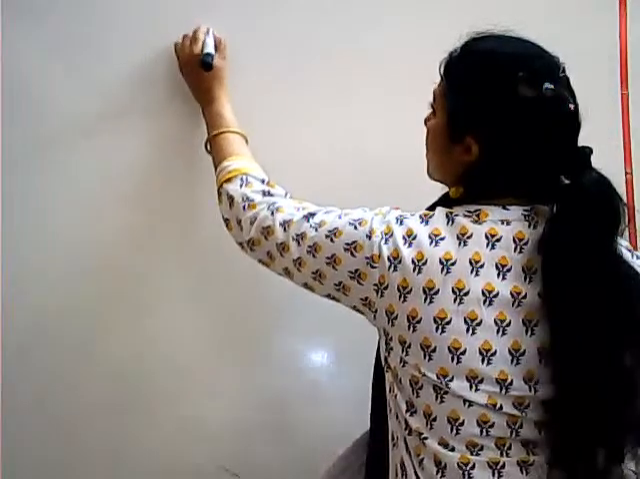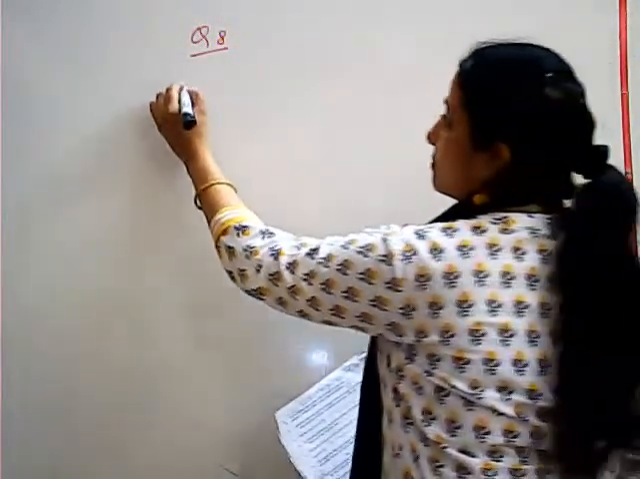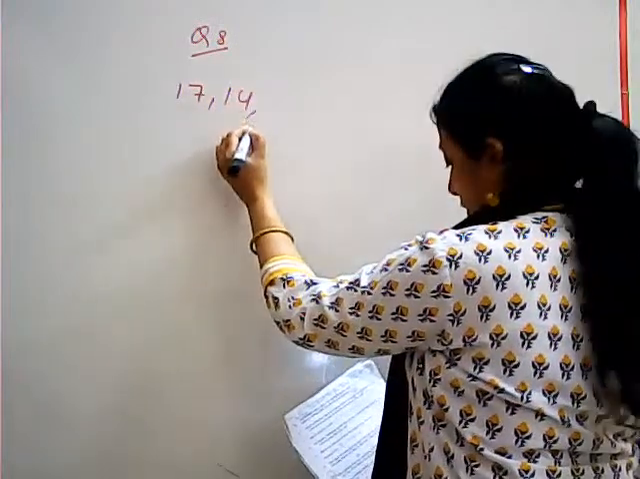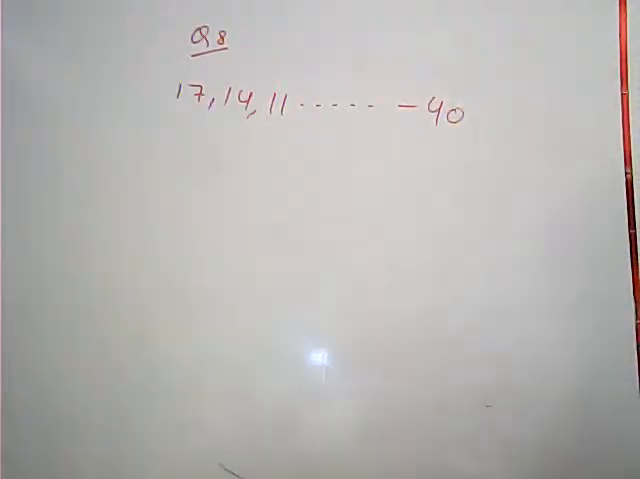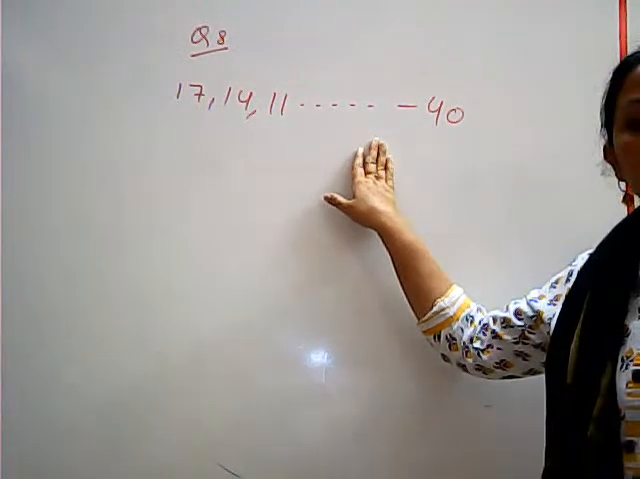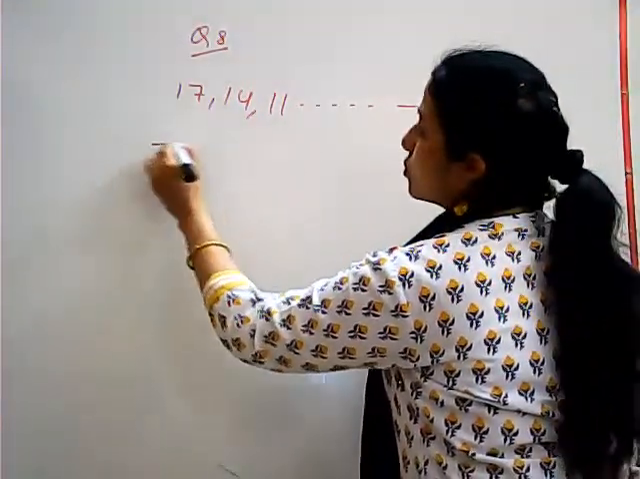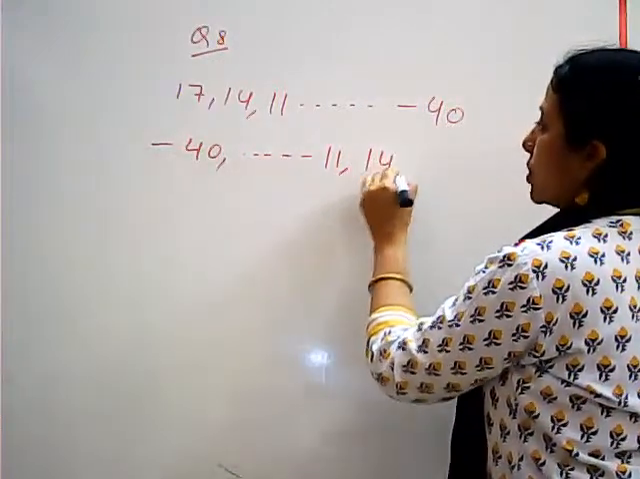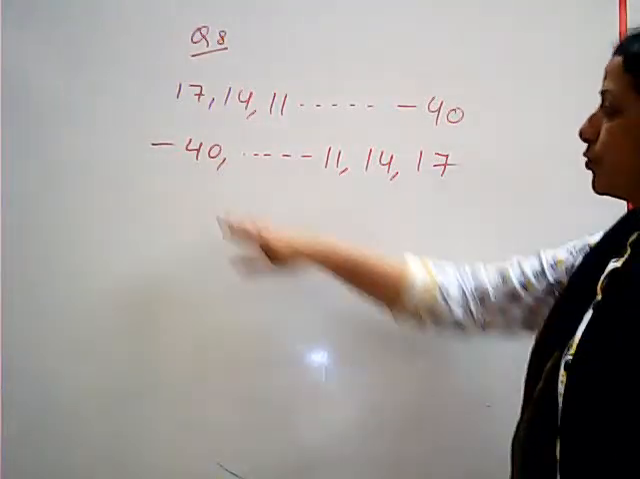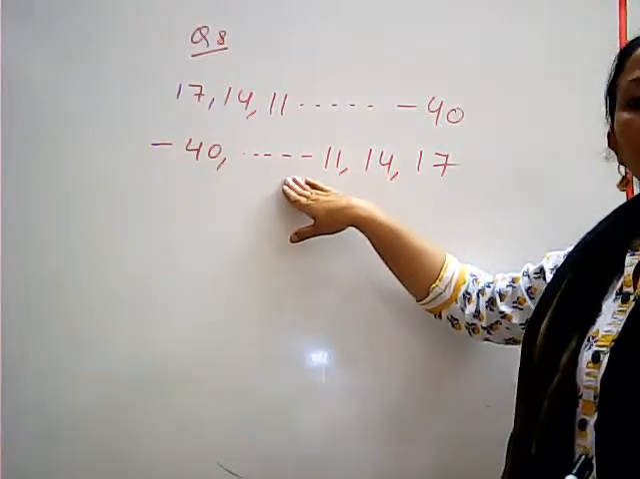Your question number 8, very important question. Find the 8th term from the end: 17, 14, 11, and your last term is minus 40. Whenever it is given that you have to find the term from the last, always reverse the order. Minus 40 first, then 11, 14, and 17. Now the minus 40 term is your first term. Now you have to find the 8th term from the first.